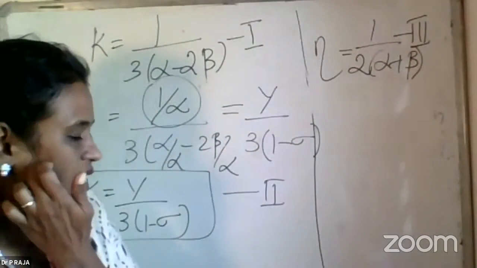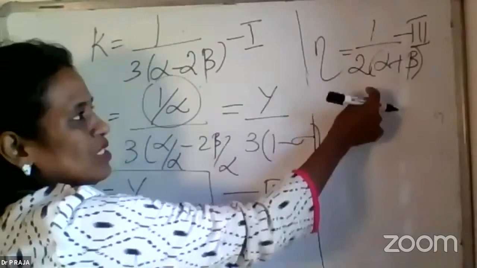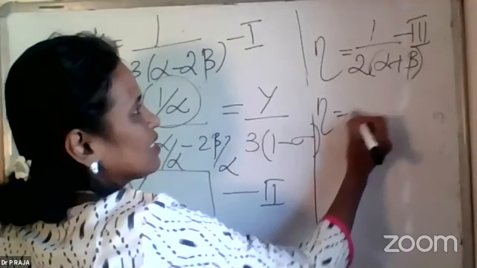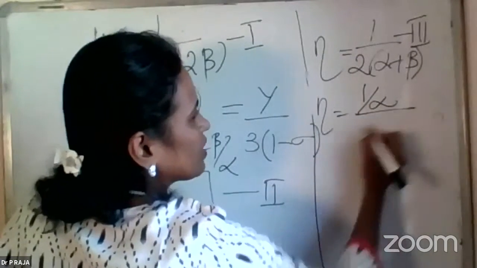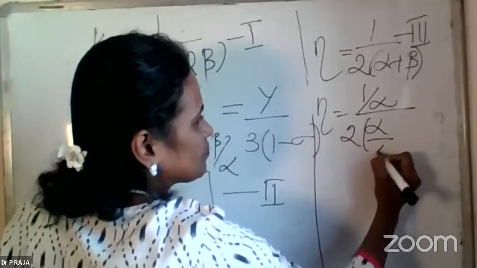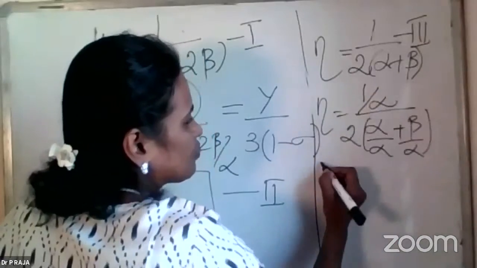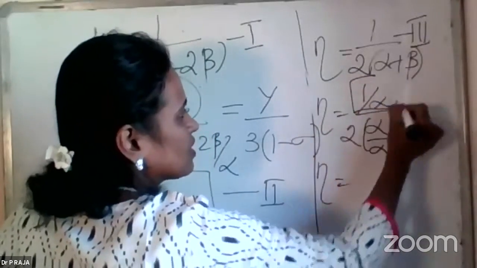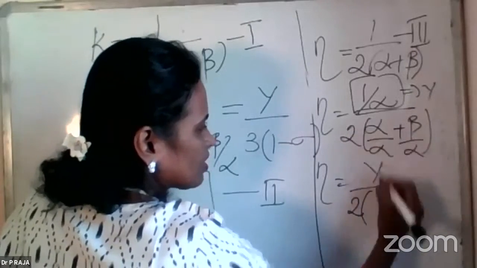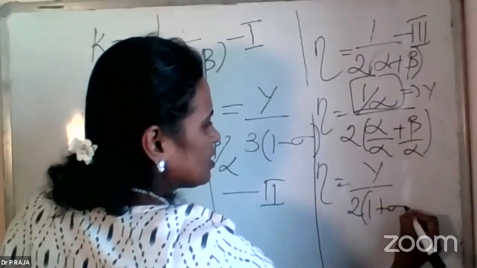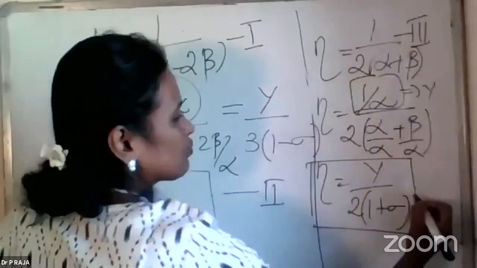Similarly, as we did here, if you divide the numerator and the denominator by alpha, sigma is beta on alpha, and this equation will get modified. This term is nothing but Y. So Y divided by 2 into, this will be 1 plus sigma. So this equation I call as equation 4.